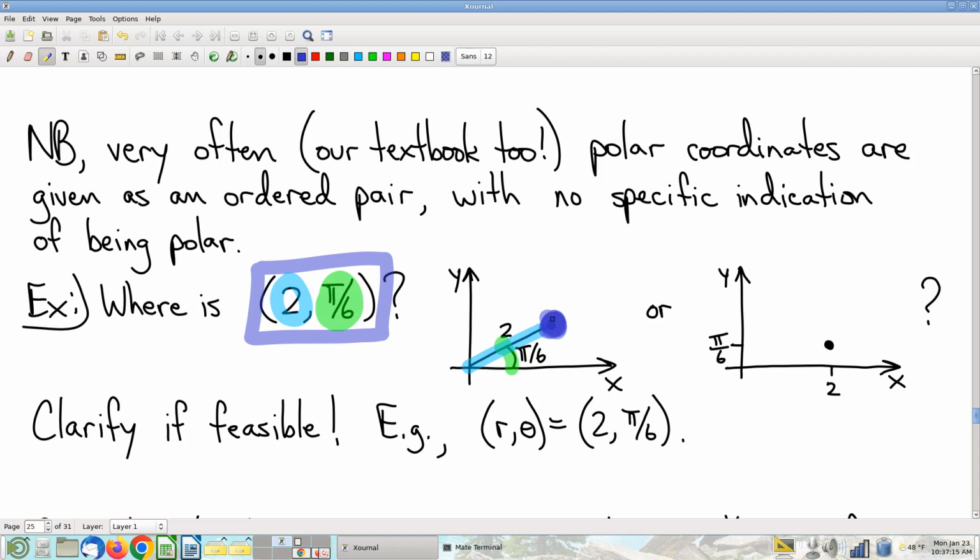And that seems reasonable. Here's the problem. If you write 2 comma pi over 6, let's not lose sight of the fact that while this does look like an angle, it's also a perfectly valid real number, and it could be y. There's nothing wrong with thinking of pi over 6 as being a y coordinate. It's a number. Y can be any number, so it could be y. And then likewise, the 2 would then be the x.